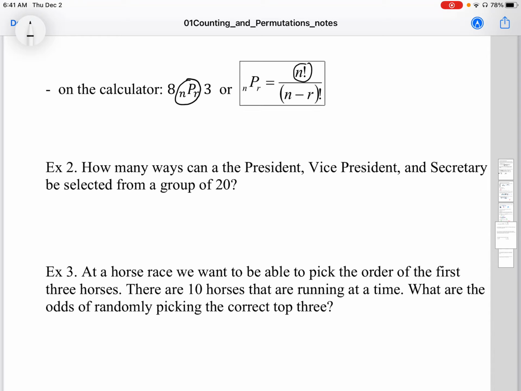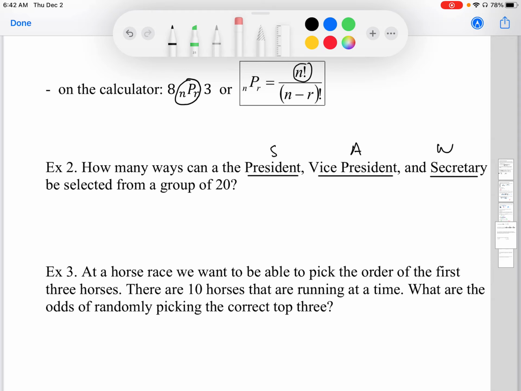So this NPR is used for order matters. When we have rank, that implies order. So here we have a situation where we have a president, a vice president, and a secretary. Now these are distinct people, and the order in which we select president, vice president, secretary will matter. So for example, if we had Sally, Albert, and Wanda as president, vice president, secretary, if we switch these around, it's a different situation. So this is a situation where order matters. So we're going to use NPR to do a problem like this.